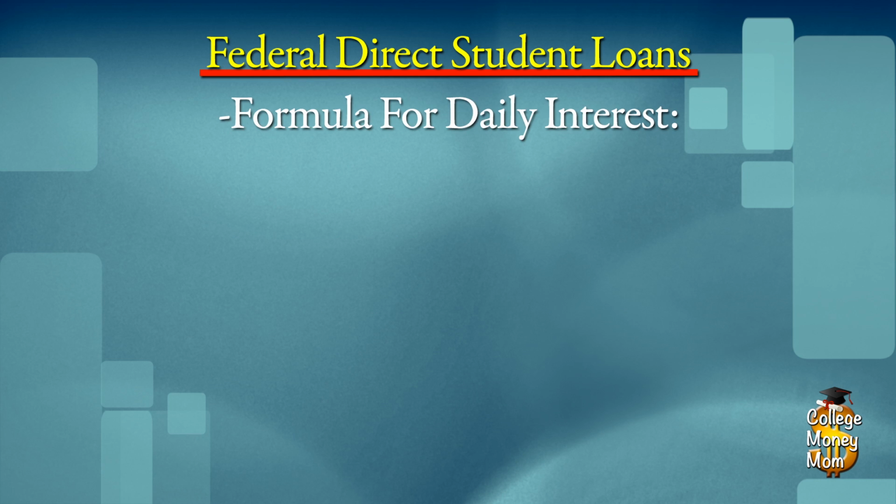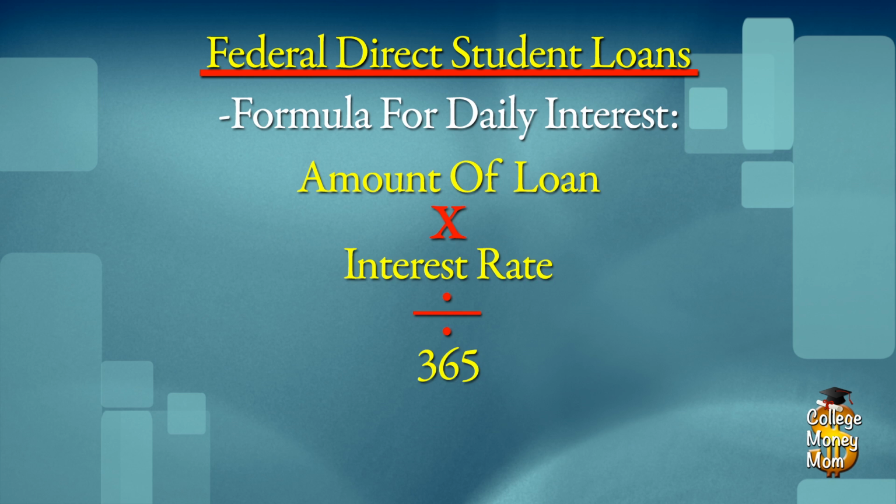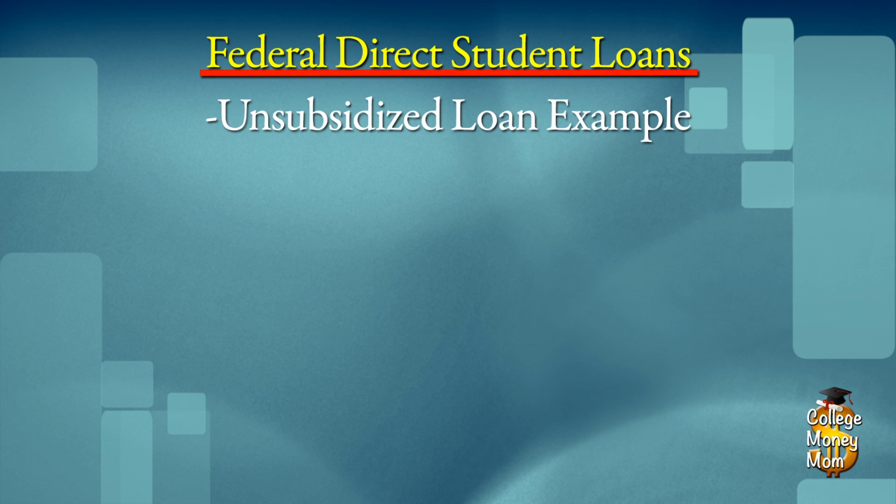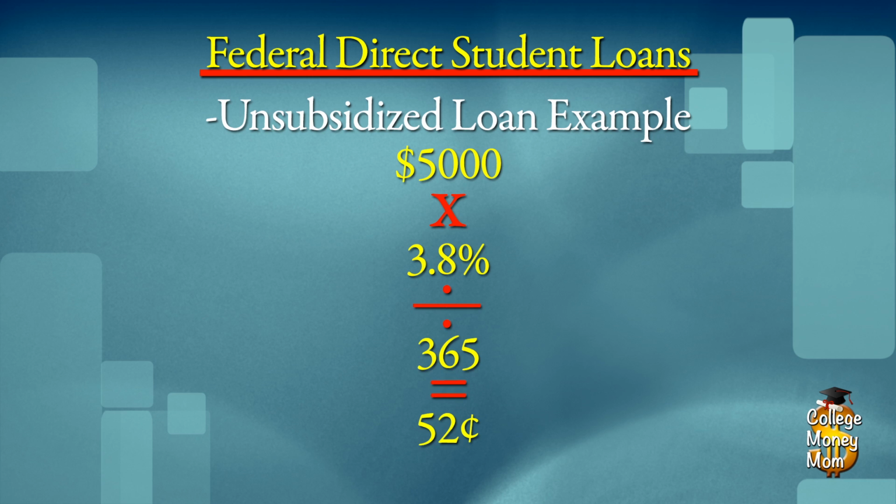Here's a formula for how daily interest is figured on student loans. The amount of the loan times the interest rate divided by 365 days equals the cost of interest per day for that loan. In this example, the amount of this unsubsidized loan is $5,000. It is multiplied by the interest rate of 3.8%. Once divided by 365 days, the result is 52 cents per day.